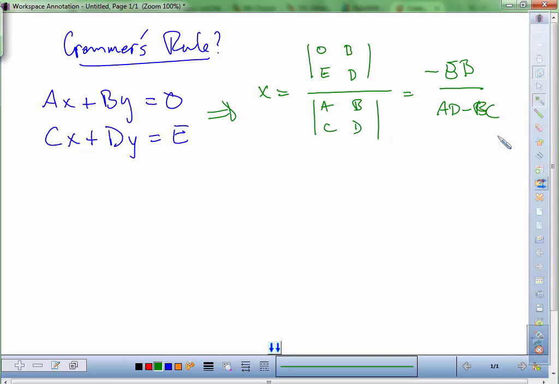Cramer's Rule. You guys did this when you were in high school, right? 8th grade? No? You guys did this when you were in 4th grade? 1st grade. That's what I thought.